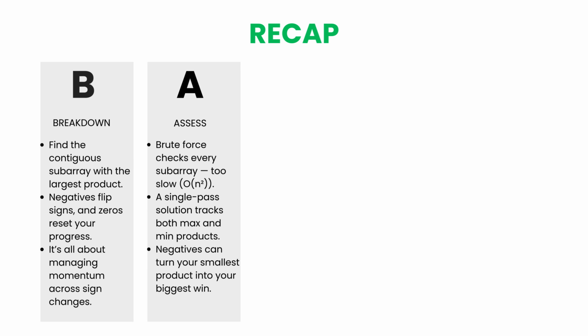Assess recap. We started by comparing approaches. A brute force method that checks every subarray is too slow to scale. The key insight is recognizing that a negative number can turn a previous minimum into a new maximum. By keeping track of both the current max and min at each step, we can handle those sign flips dynamically and efficiently in a single pass.